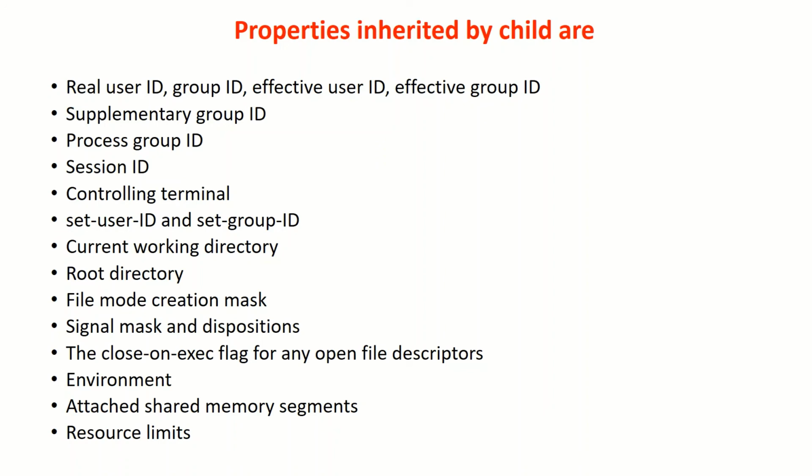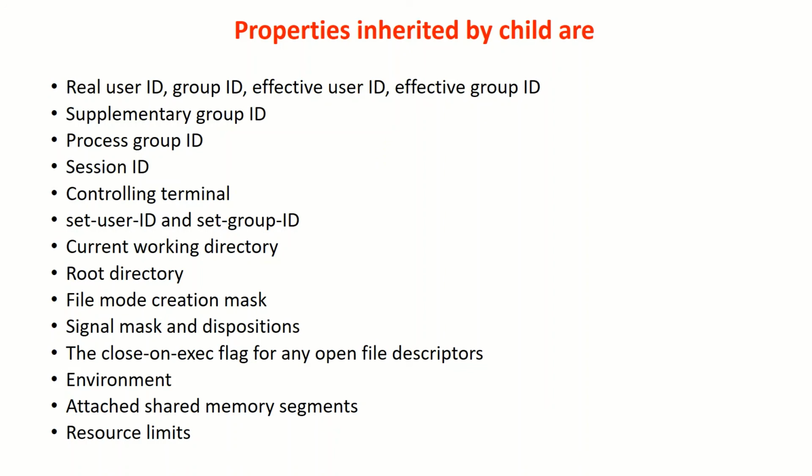Then we move towards the environment information. What are the different types of environments there are to run the child process? Attached shared memory segments, which are all the memory segments here: stack segment, heap segment, temporary segments. After all memory locations are allocated, all segment information is also attached.